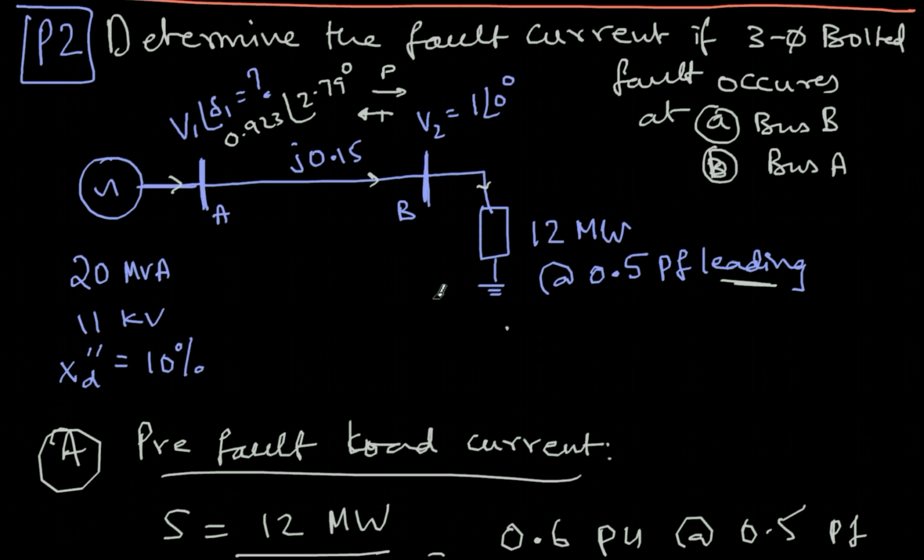That can happen depending on the power factor of the load. So anyway, let's come back to our problem. Now we have the pre-fault voltages. So now what happens if there is a fault at bus B?